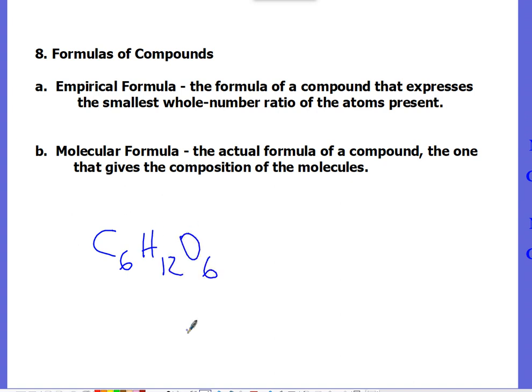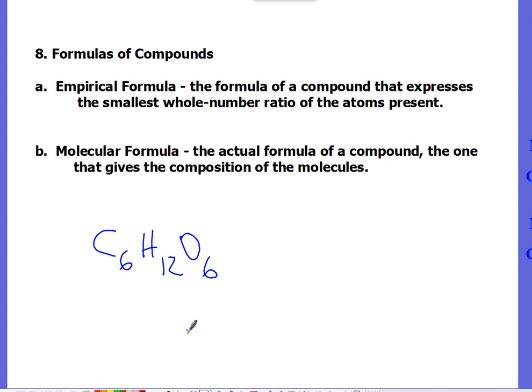This molecule is the formula for glucose, aka simple sugars. It's pretty tasty, kind of sweet. And this is the actual molecule's formula, C6H12O6. Is that a reducible formula, though? Is the ratio reducible? What are all of those numbers divisible by? 6 or 2, right? Or 3?